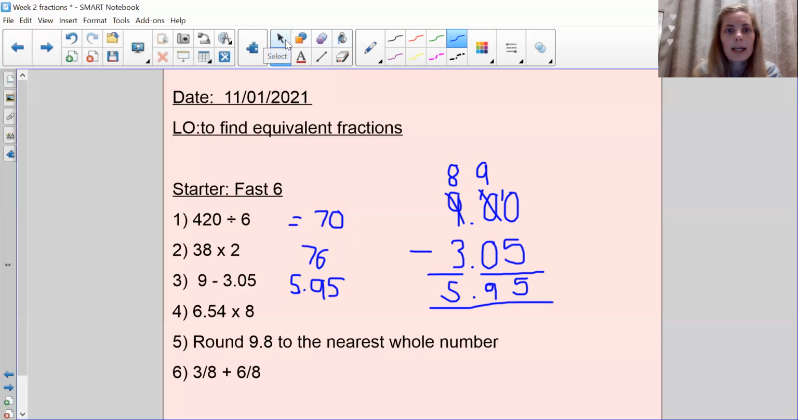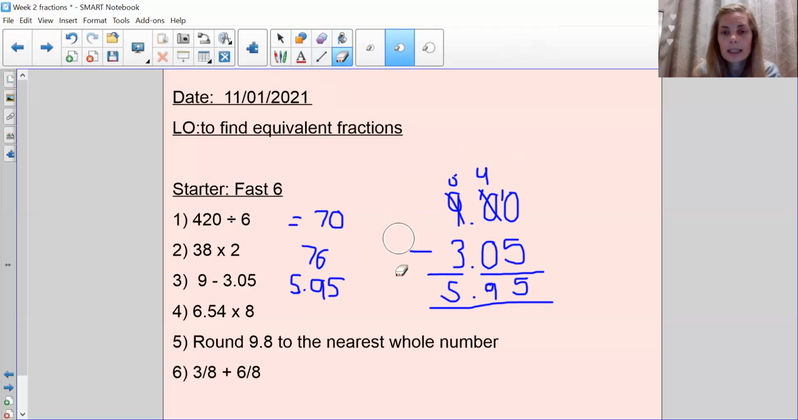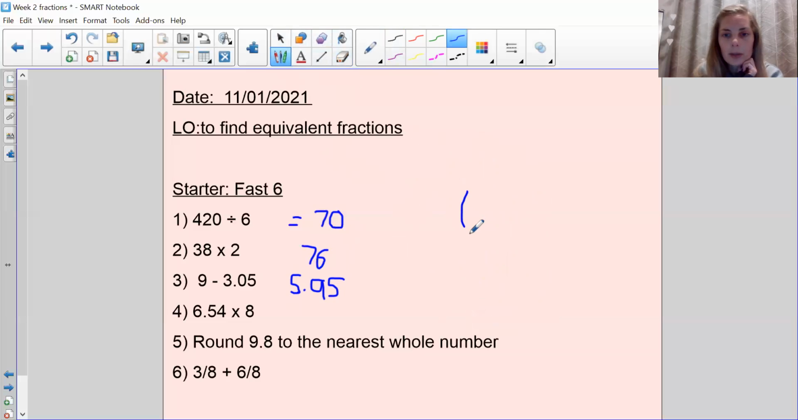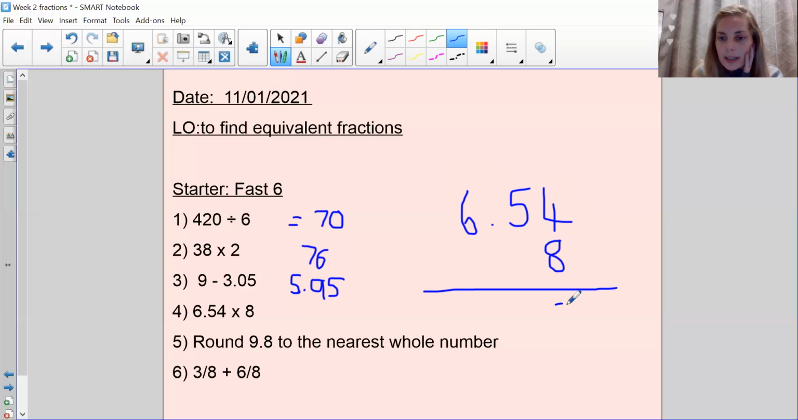Great. Right, another one that we looked at last week as well is a decimal multiplied by a whole number. So I'm going to write the number 6.54 multiplied by 8. Right. 8 times 4 is 32. Carry the 3. 8 times 5 is 40, plus 3 is 43, carry the 4. And 8 times 6 is 48, 48 plus 4 is 52.